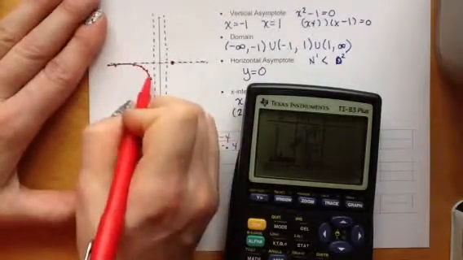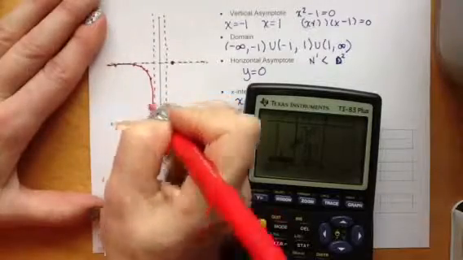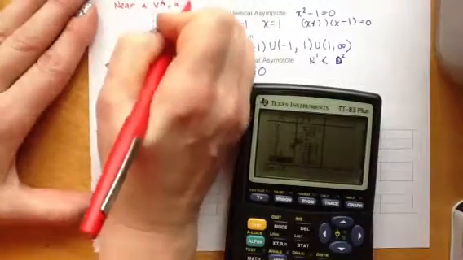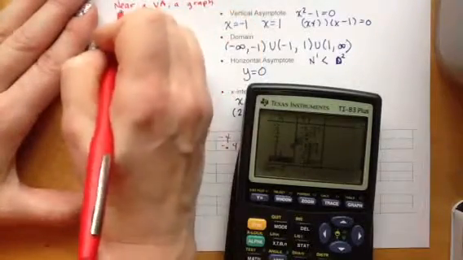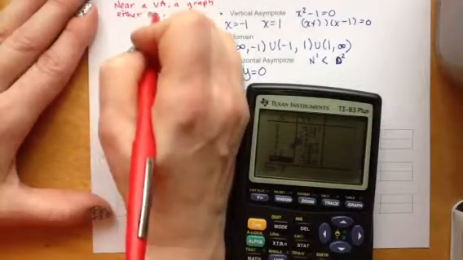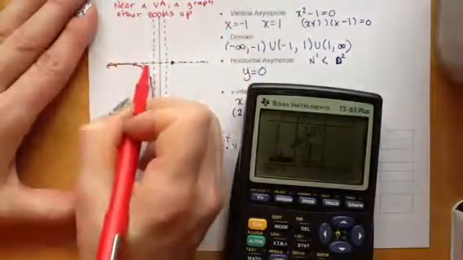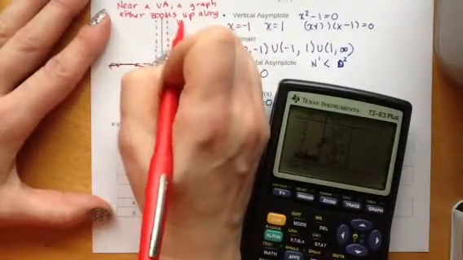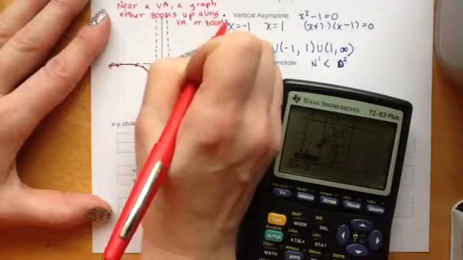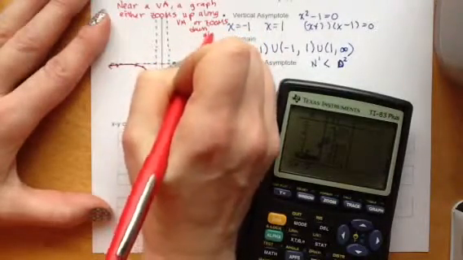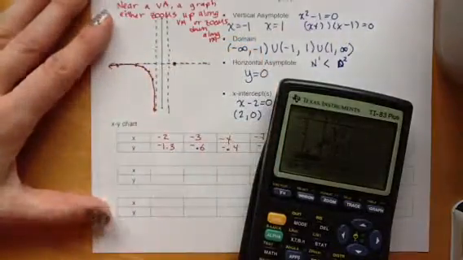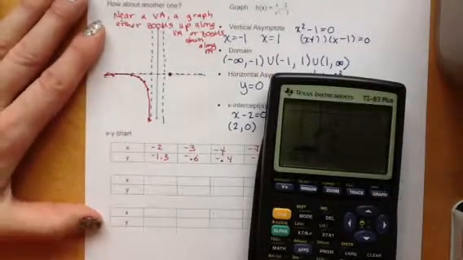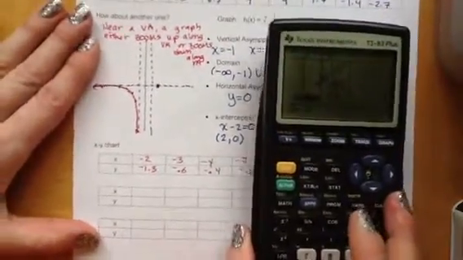Remember that a graph will not cross a vertical asymptote. What happens near a vertical asymptote is that a graph will either zoom up along the asymptote, or zoom down along the vertical asymptote. So what I can see here is that my graph was starting to zoom down, so I just went ahead and sketched that in without picking a bunch of other values.